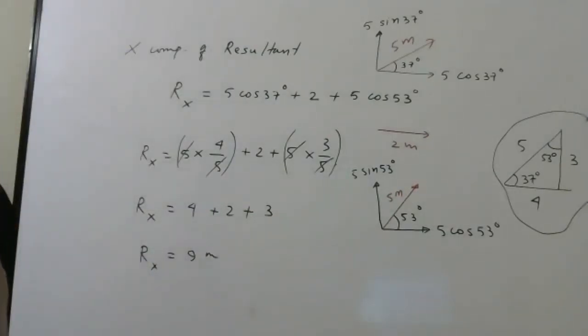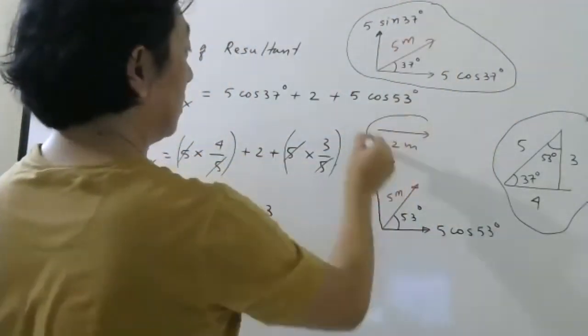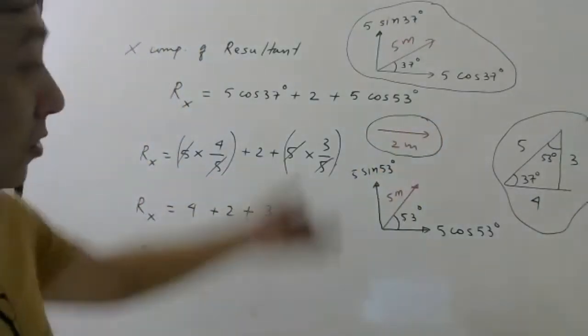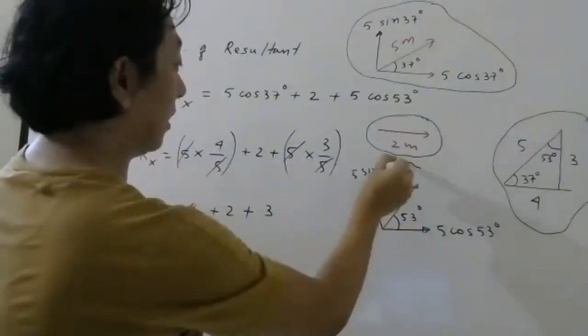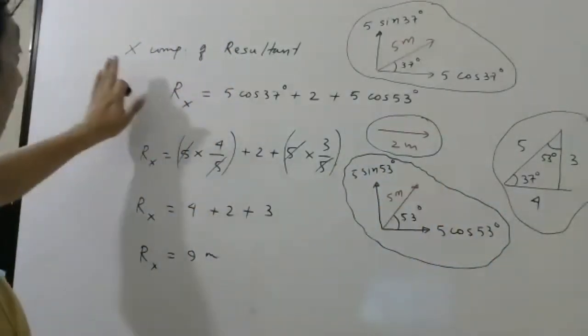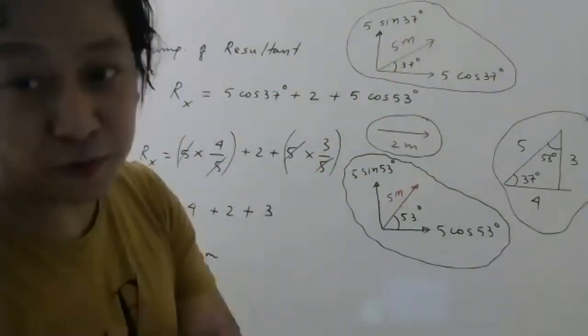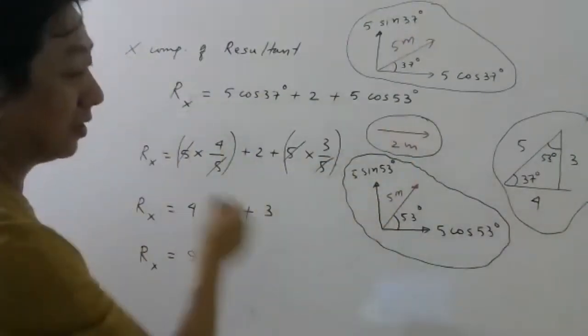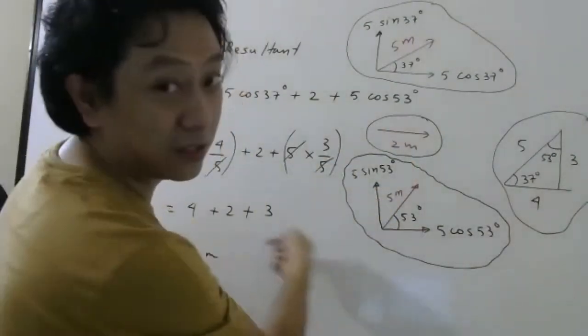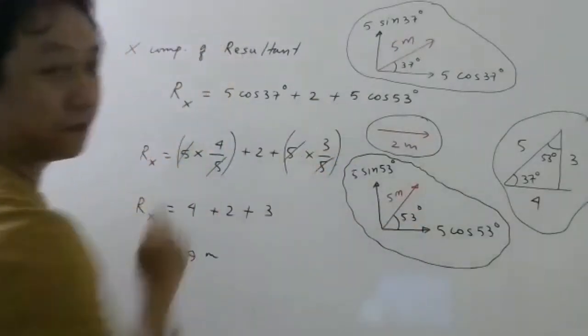First you write this one quickly. So this shows the components of the first vector. This one is the second vector. No need to take components because it is along the x-axis. And this is the components of the third vector. Then you add only the x components. Now sometimes you may have to subtract also, depending on the direction. For example, if this vector was here, you have to subtract. Be careful.